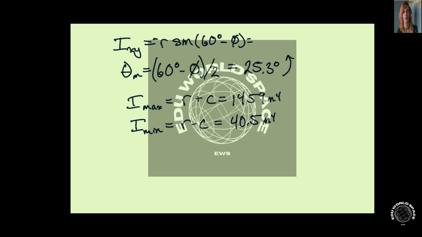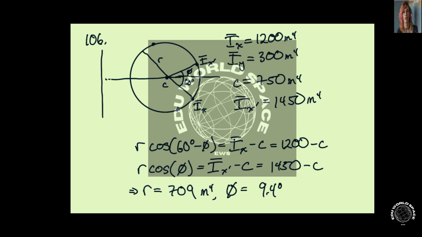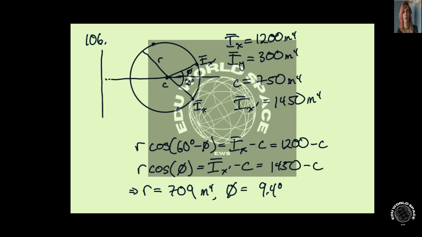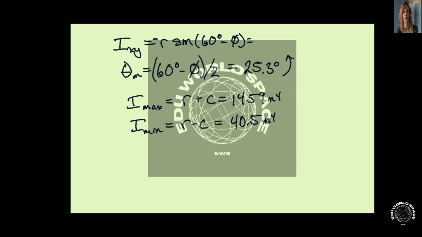What we were asked for is the orientation. To get to the principal axes, we need half of this angle here, and that angle is 60 minus phi, so we take half of that, and we get 25.3 degrees, so we need to rotate it counterclockwise. And since we know C and we know R, we can get these two guys.